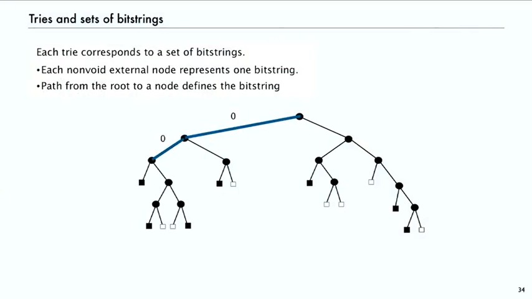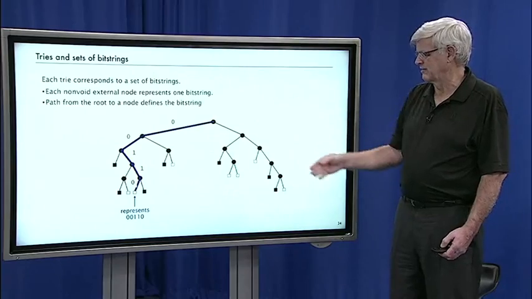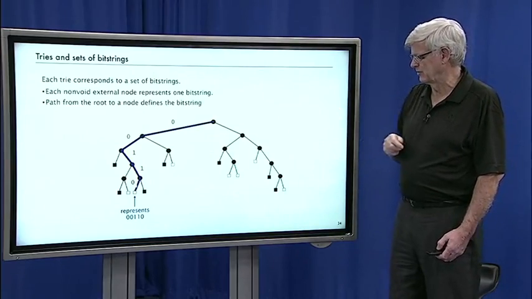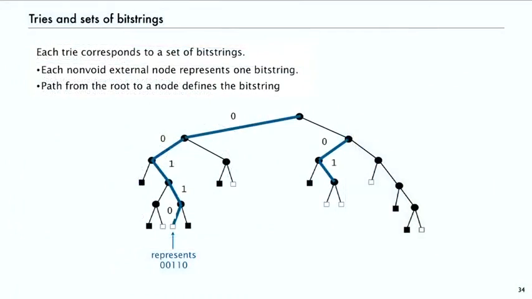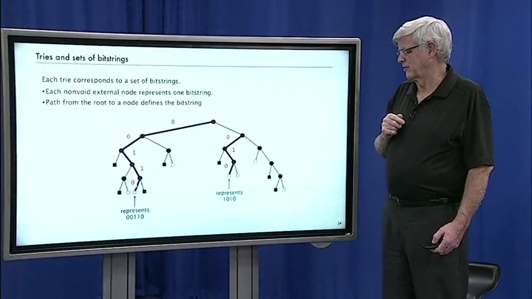For example, if we go left, left, right, right, left, we get down to that non-void external node, and we say that that node represents the bit string that defines the path that we got there, 0, 0, 1, 1, 0. Or over here, 1, 0, 1, 0, that non-void node represents the bit string 1, 0, 1, 0. The path from the root to a node defines the bit string.